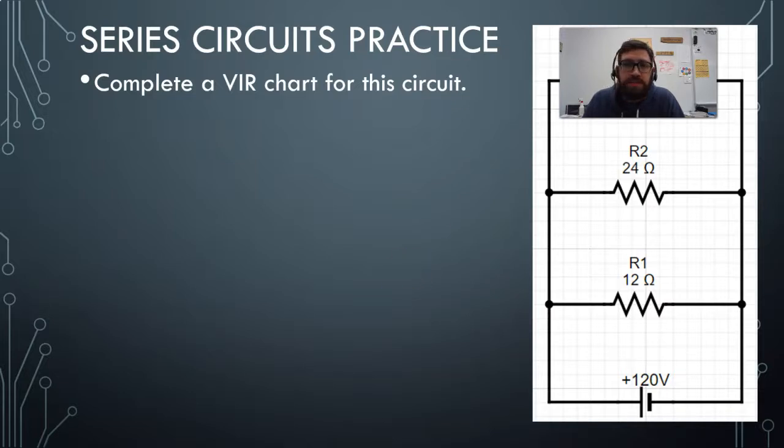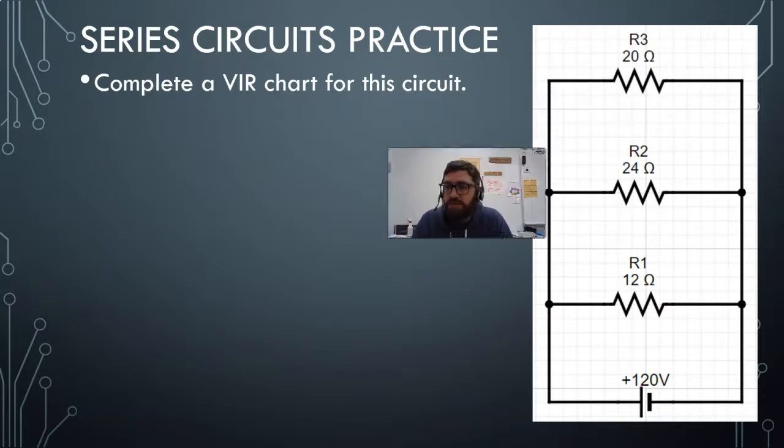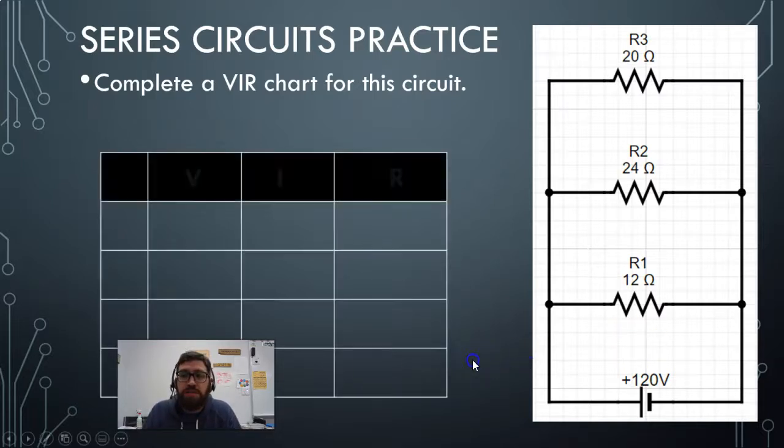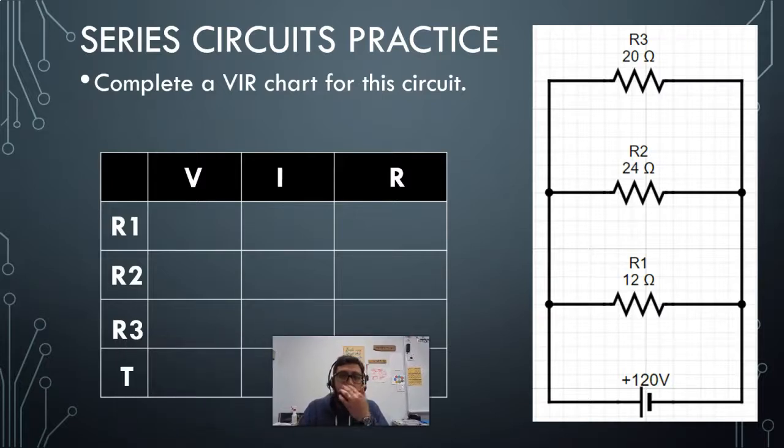This circuit right here, let's complete a VIR chart for this particular circuit. So you do it. You ought to know how to do this at this point. Go ahead and draw your chart, VIR across the top, R1, R2, R3, and total, and see if you can analyze this entire circuit. All right. Let's see what you got.